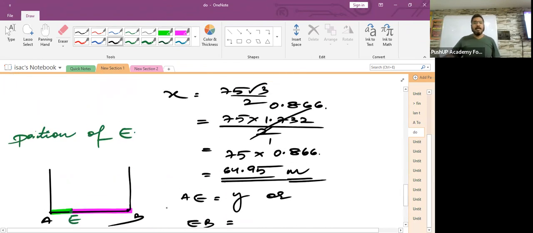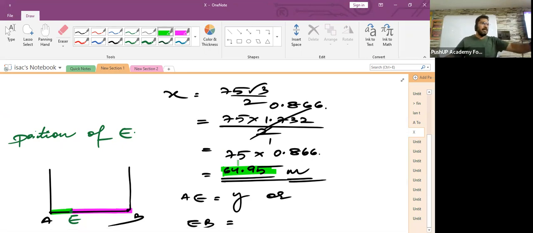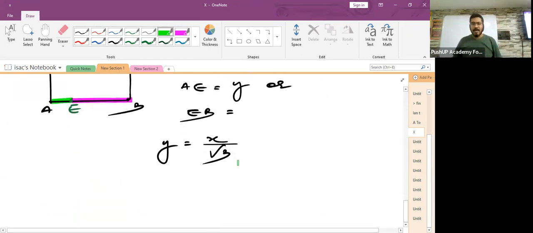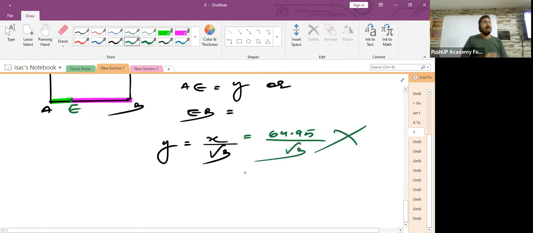Now, how will you find x upon root 3? Children, now this is the highlight of this question. If you plan to take the decimal value of x, you are going to have a very tough time. If you take the value of x as 64.95 and substitute it over here, 64.95 divided by root 3, you're going to have a very tough time. I will never suggest you to take this. But still, you have to find the solution.